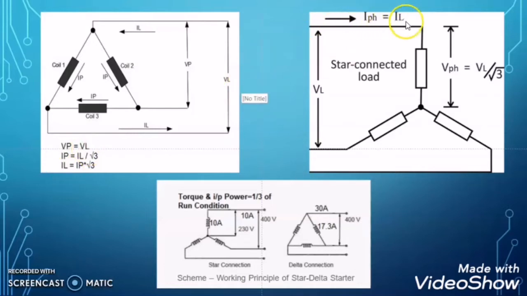Now let us check the star. In the star you can see that the phase current and the line current are the same, but the line voltage is not the same as the phase voltage. The relation between the line voltage and phase voltage in star connection is that the phase voltage is 1/root 3 times the line voltage.